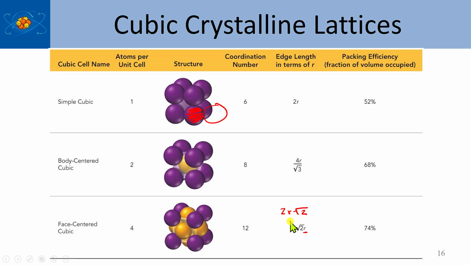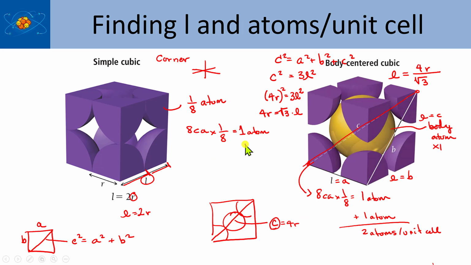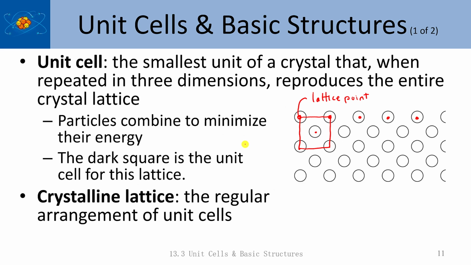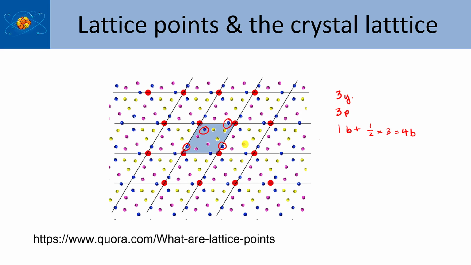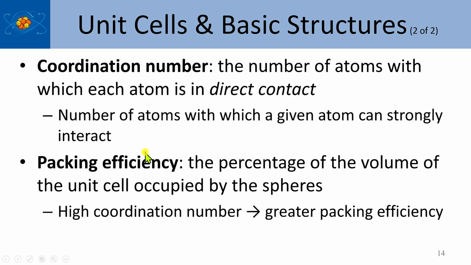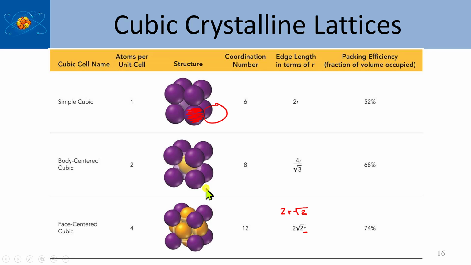Now, in terms of packing efficiency, which we talked about in the previous segment, the packing efficiency is essentially the percentage of the volume of the unit cell that is occupied by atoms. And we also said that as the coordination number goes up, the packing efficiency goes up. So you can see that when your coordination number is 12, your packing efficiency is 74%. You can also see in this picture that each one of these atoms makes contact with a lot more atoms than this does.